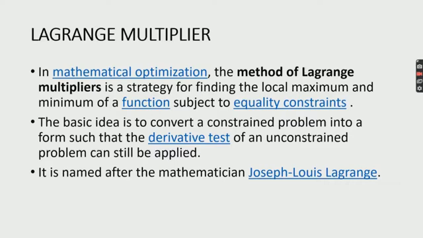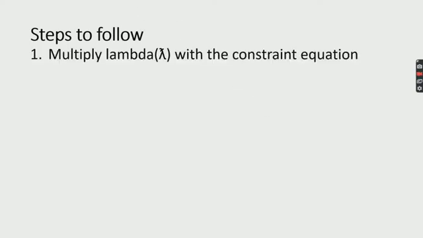Okay. Now, the Lagrange function is named after a mathematician, Joseph Louis Lagrange, who came up with this. For us to understand more about this Lagrange multiplier, let's look at the steps to follow. Number one, multiply lambda with the constraint equation. In Lagrange, there is a symbol, which you can see here, called lambda. So we are going to multiply our lambda with the constraint equation.